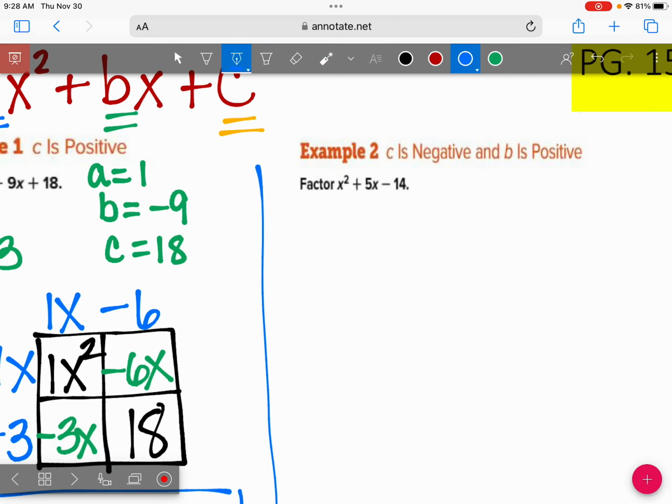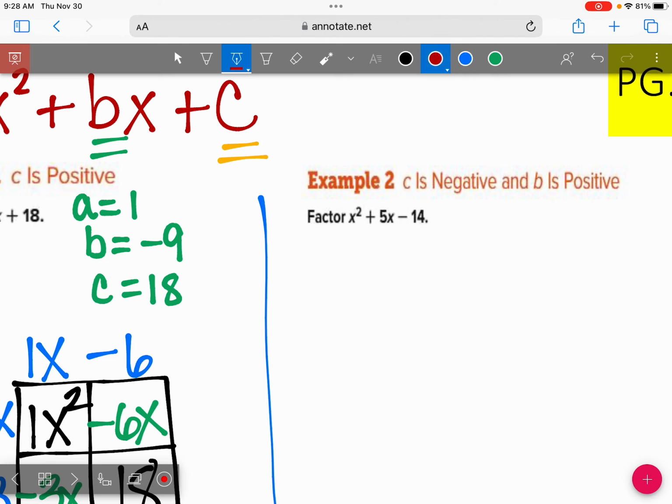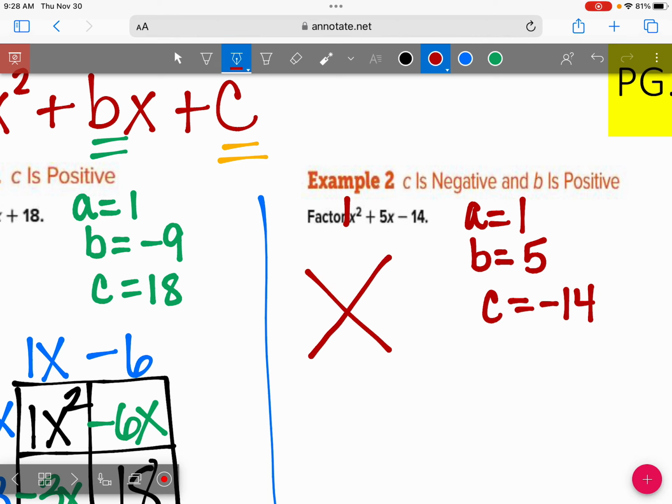So in this example, we have our A is +1. Again, there's a +1 right here. B is +5. C is -14. Make your X. On top of the X is A times C. 1 times -14 is -14. B goes at the bottom.